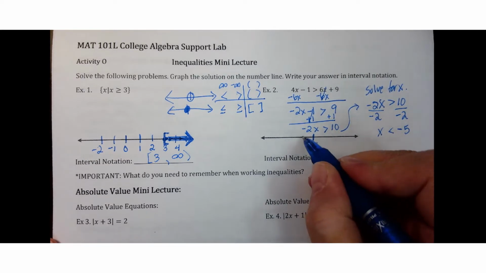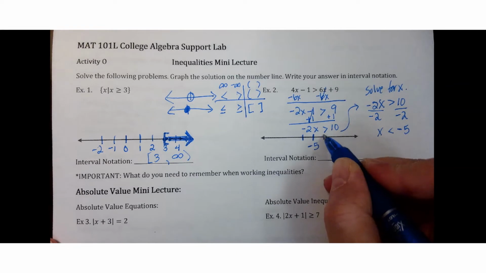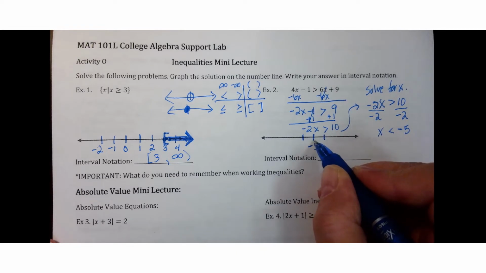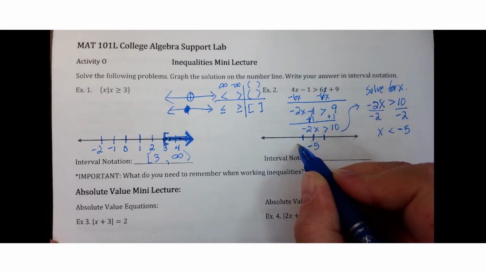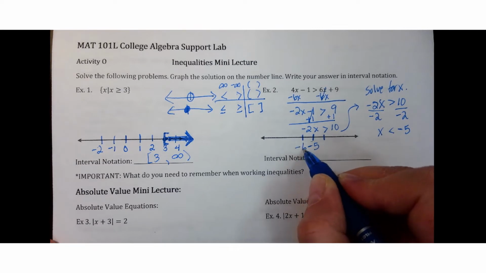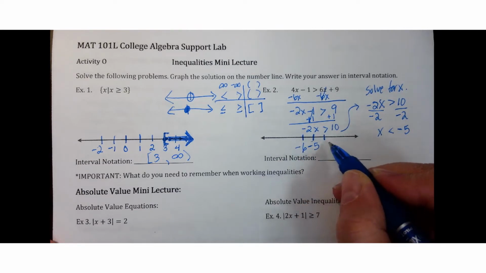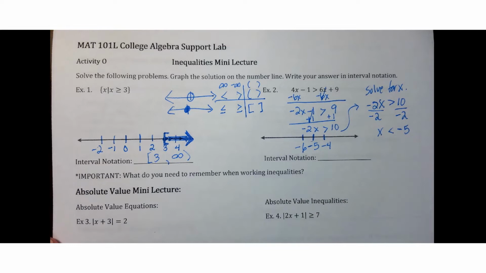And I usually just go one down and one up, and keep in mind this is negative. So if I go one down negatives, that's going to be actually -6. And if I go one up, that's -4. Okay? All right, so we flip that over when we divide by a negative.